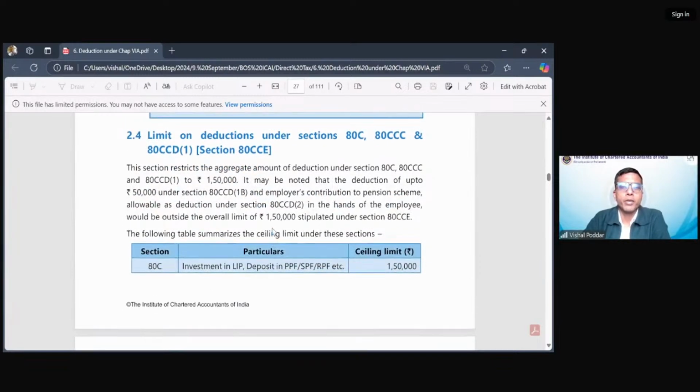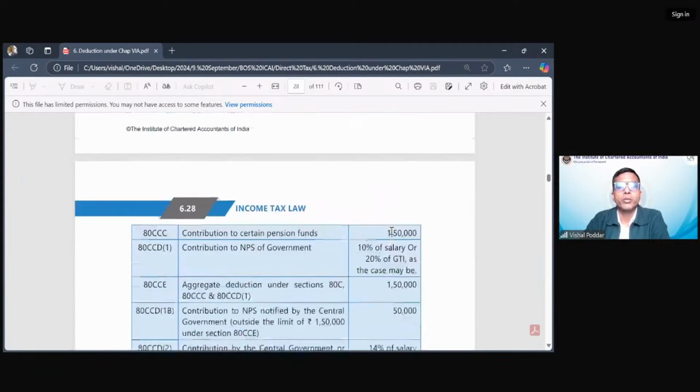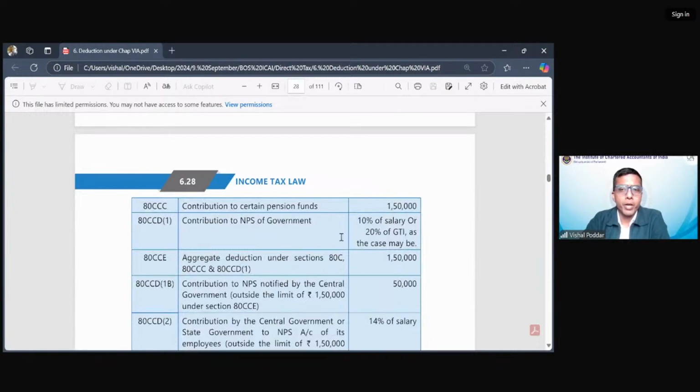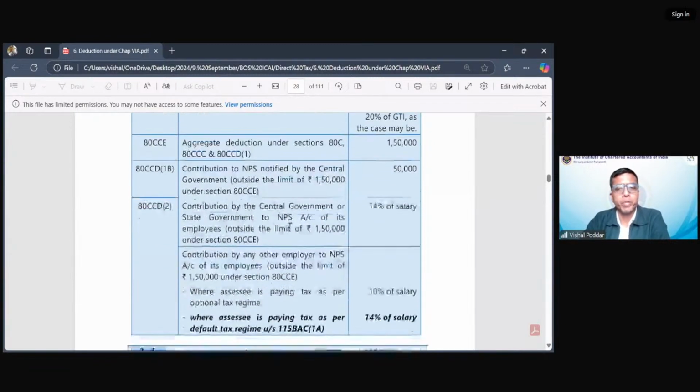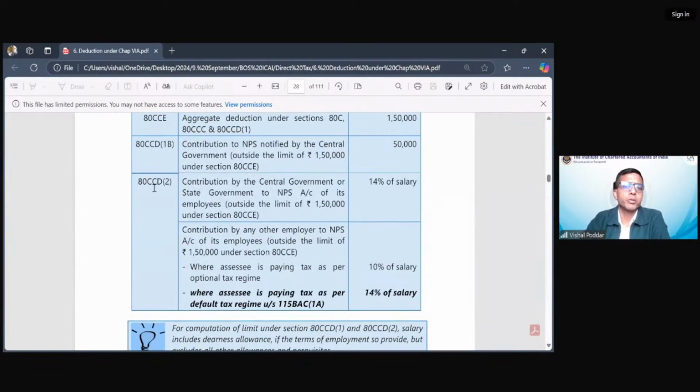See here, they have given the limit of deduction under these three sections, 80C, 80CCC and 80CCD(1). 80CCD(1) is your contribution. Individually the limit was 150, but combined, the limit is also 150. Then you have additional deduction. Beyond this 150, you have a further 50,000 limit, which is for your own contribution. It is over and above the limit of 150. And then for employer's contribution, there is no amount limit. It is only the percentage.